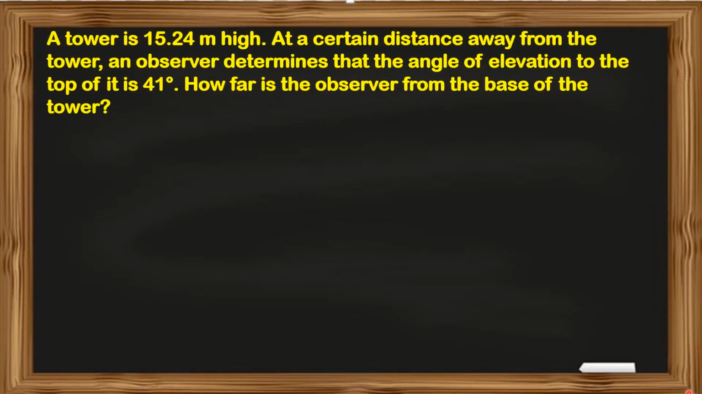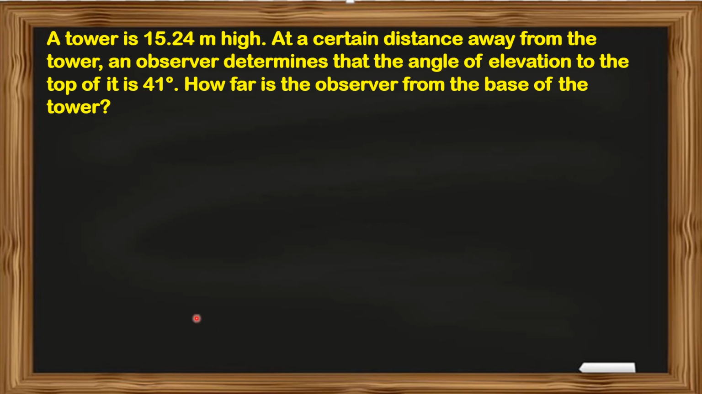Here is example number 1. A tower is 15.24 meters high. At a certain distance away from the tower, an observer determines that the angle of elevation to the top of it is 41 degrees. How far is the observer from the base of the tower?